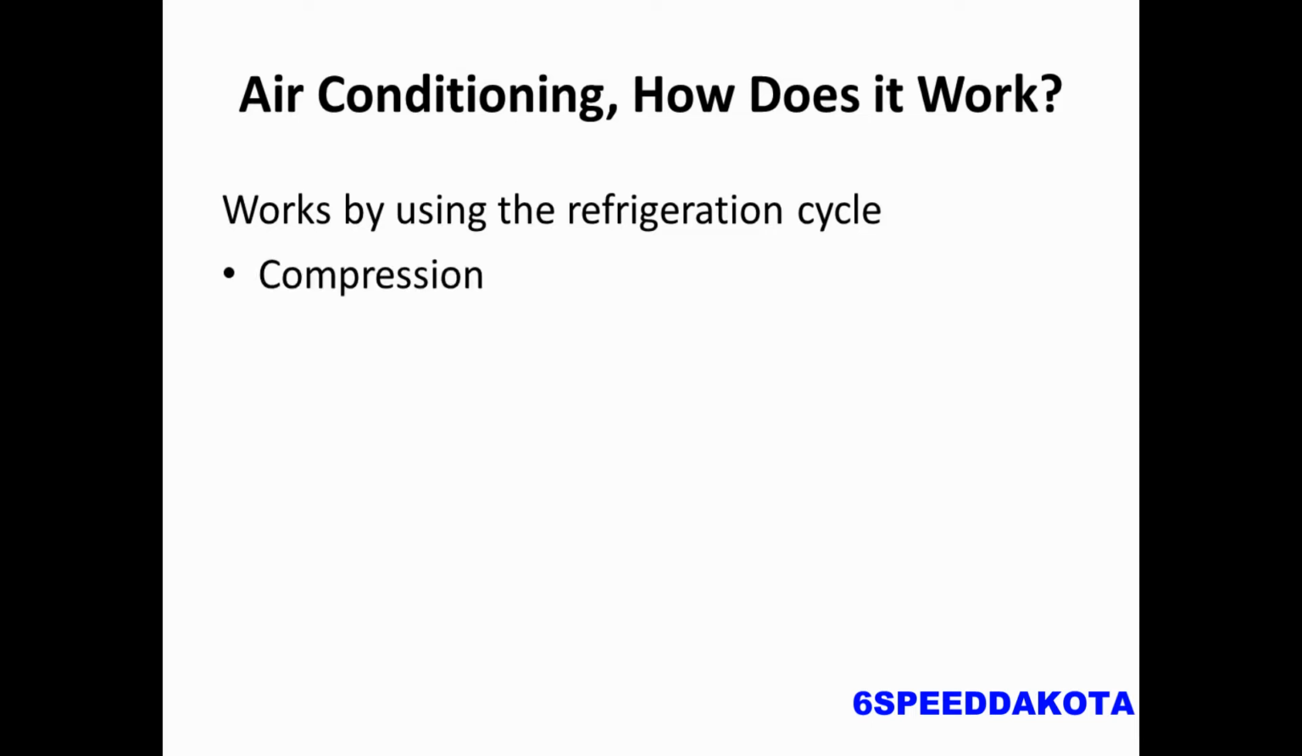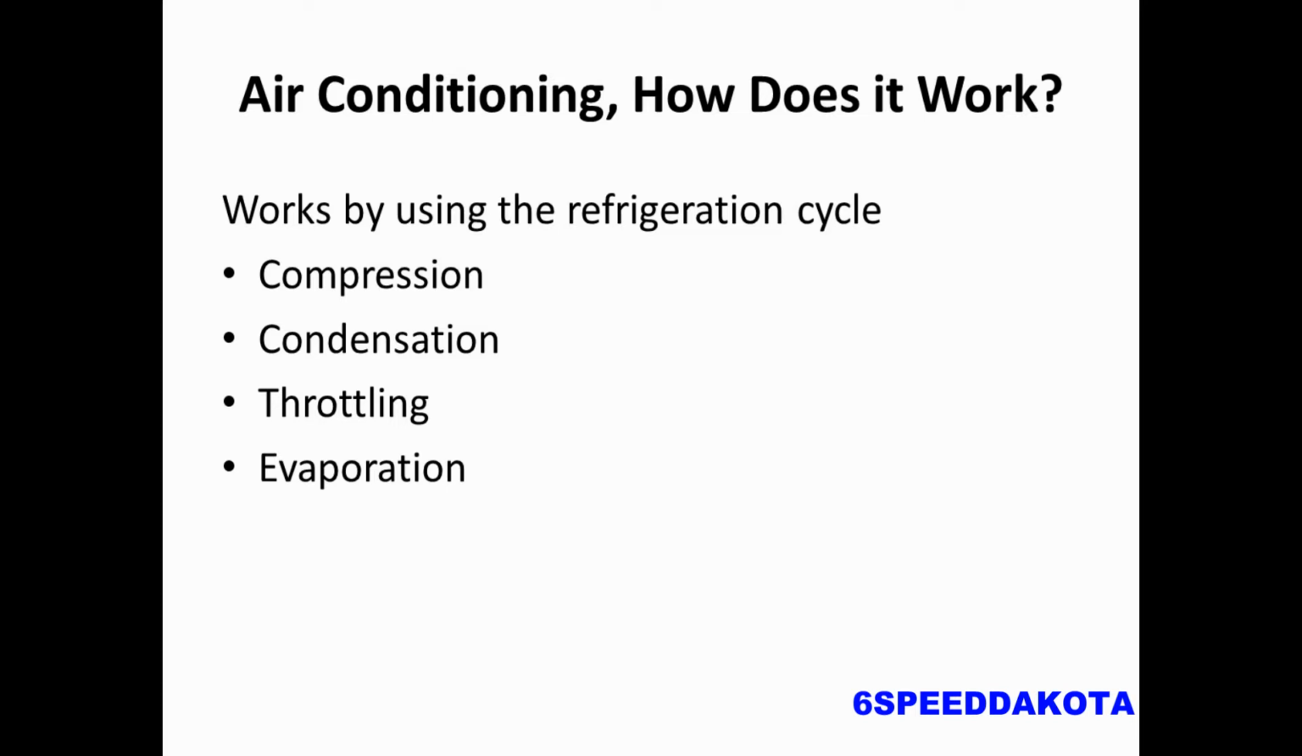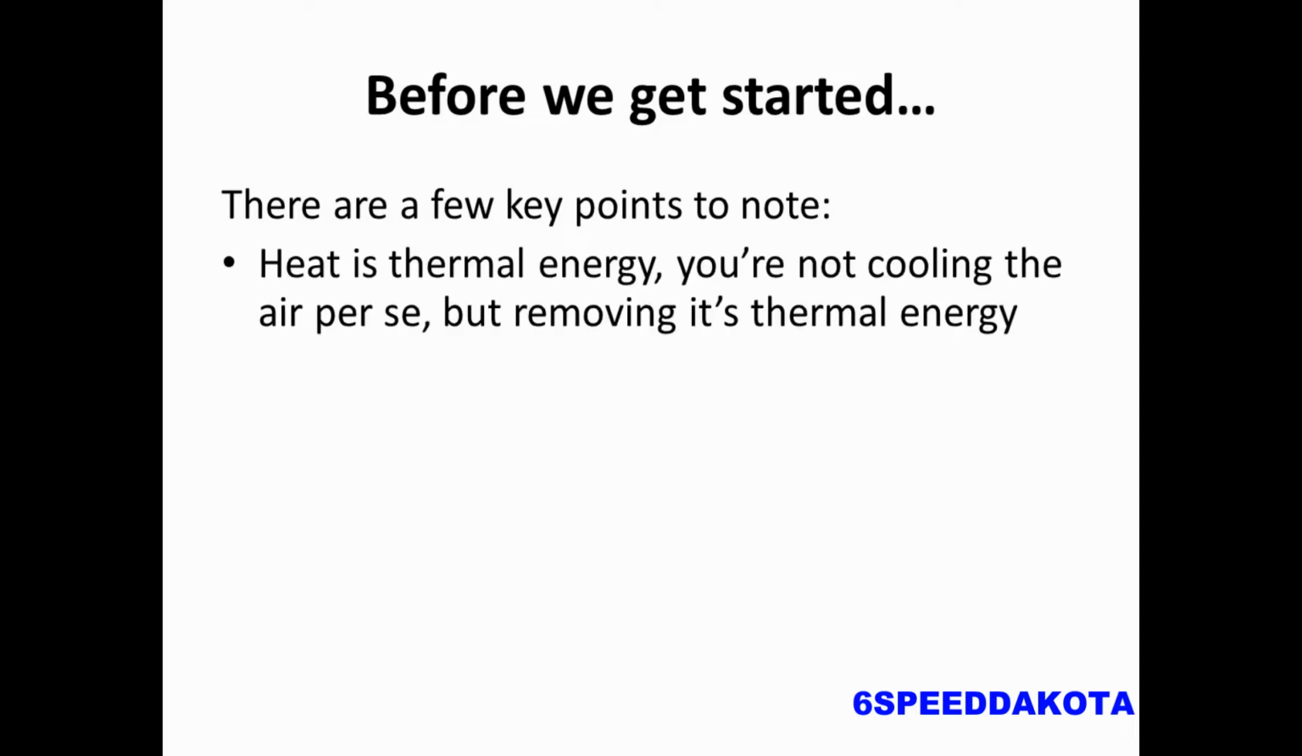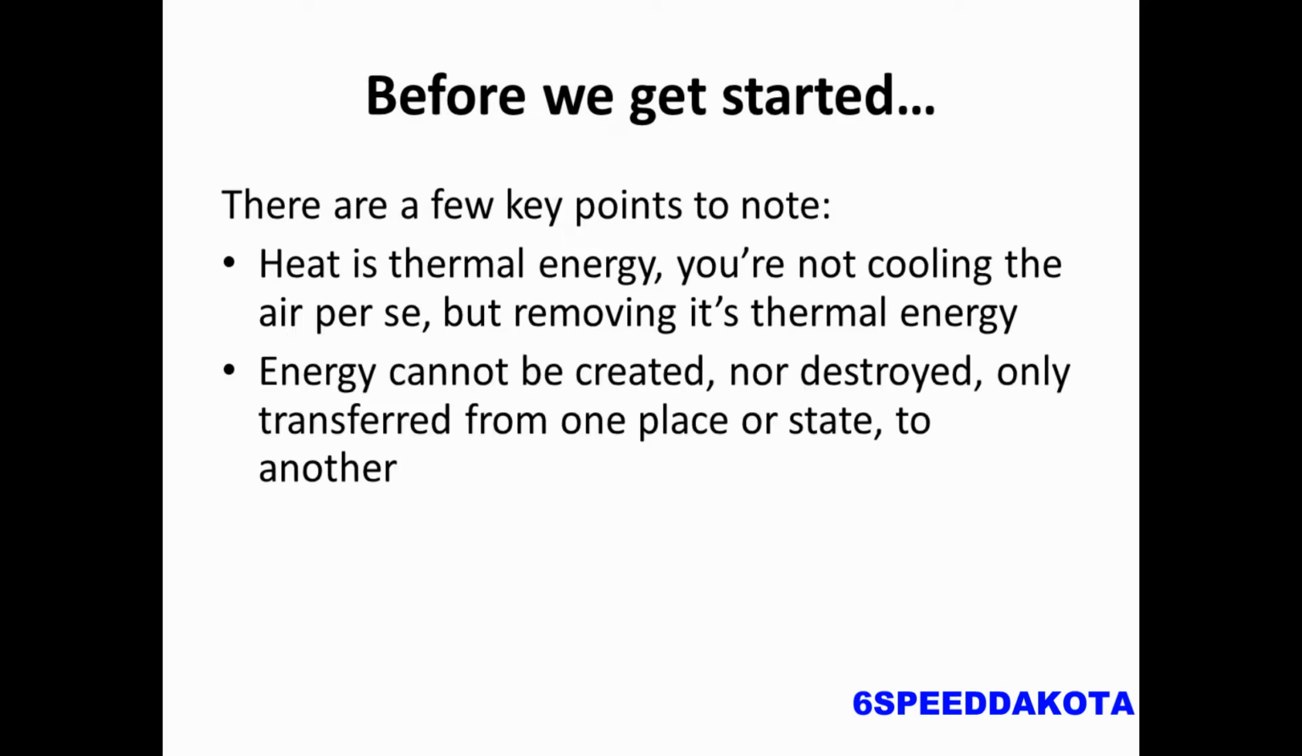So we have our 4 different stages of the cycle, starting with compression, condensation, throttling, and evaporation. Now we're going to go into this a little bit further later on in the lecture. So before we get started, we need to note a few key points that will make visualizing and understanding how this system works easier. So heat is thermal energy. So the hotter the air is, the more thermal energy it contains. You're not actually cooling the air per se, but you are actually removing the thermal energy from it.